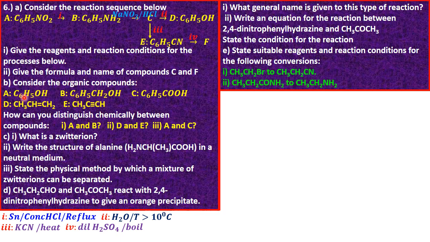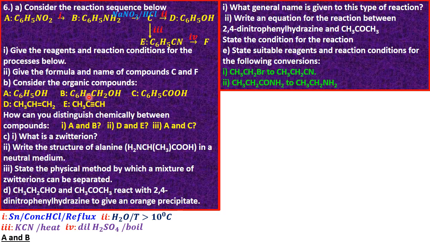It's saying that we should consider the organic compounds. We have this, that we should describe methods by which we can distinguish chemically between the compounds A and B. Okay. So, guys, A is phenol, right? Then B is C6H5CH2OH. So we have a phenyl group, then this is methanol, right? So guys, to distinguish between the two of them, the best way is to pick one of them. Let's take phenol. How can we test for phenol, guys?